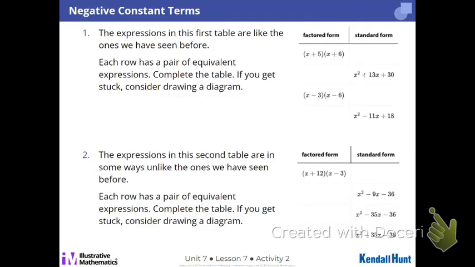We're going to look over the first table. This is a review from yesterday. Remember, when we had ax squared plus bx plus c, we added to get b, multiplied to get c. So x squared plus 11x plus 30. Add to get b, multiply to get c.